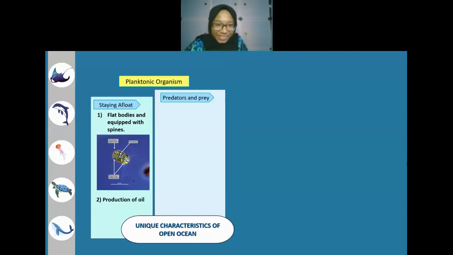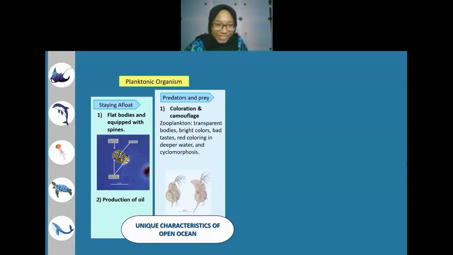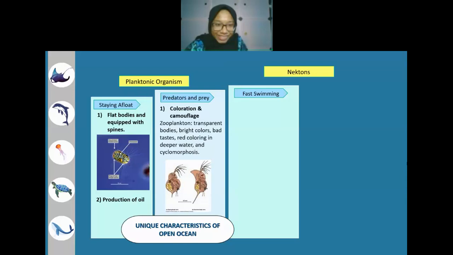Okay, next one is the production of oil. Many organisms, for instance copepods and also diatoms, have oils to keep them afloat at the epipelagic zone. The second factor is predators and prey. How do they survive from predators? First is coloration and camouflage. So zooplanktons have transparent bodies, bright colors, bad taste, red coloring in deeper water, and also cyclomorphosis.